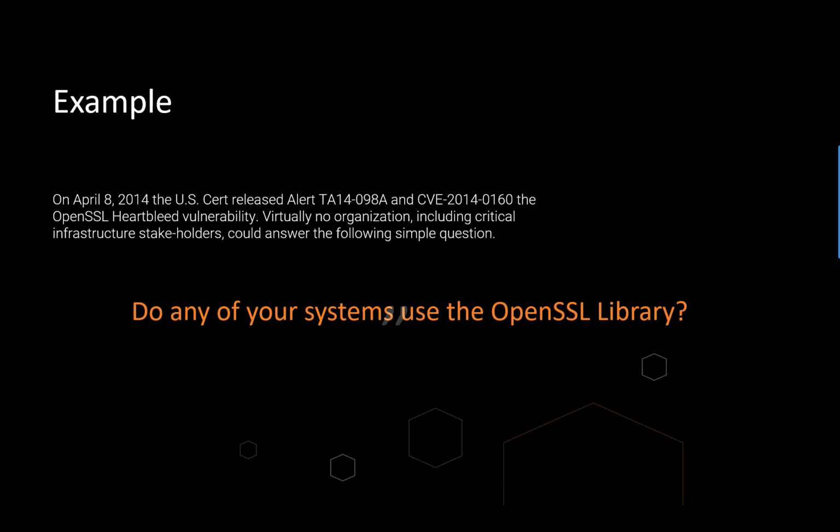On April 8th, 2014, the US-CERT released the alert TA14-089A, or CVE-2014-0160, the OpenSSL Heartbleed vulnerability. Virtually no organization, including critical infrastructure stakeholders, could answer the following simple question: do any of your systems use the OpenSSL library? Now, you would think that this would be a relatively simple question to answer, but almost no one could answer that particular question. And there was lots of misinformation put out there.